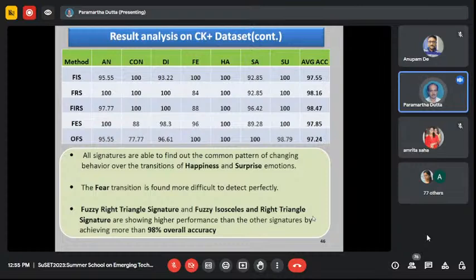The fear transition is found more difficult to detect perfectly. Once again, fear is your source of fear, right? So fear is creating all your problem, all your trouble. Fuzzy right triangle signature and fuzzy isosceles and right triangle signatures are showing higher performance than the other signatures by achieving more than 98% overall accuracy.